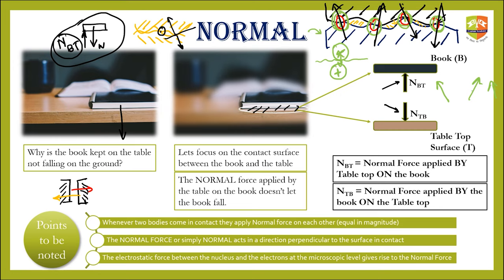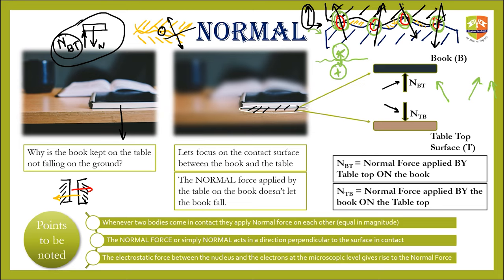Now, if you add all these forces vectorially, there will be one component which is perpendicular to the surface as a whole, and the other component is going to be along the plane of contact, right? So this perpendicular force is called normal. So where is this coming from?